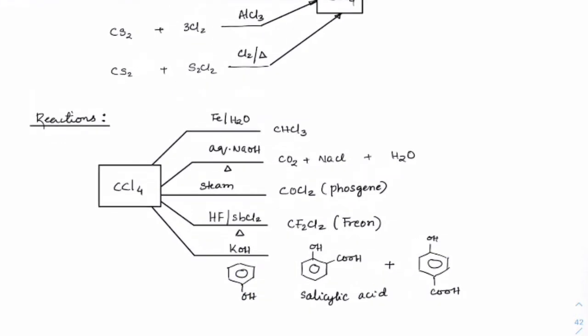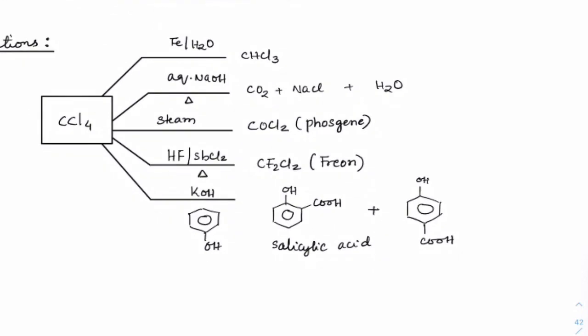Now this is a reaction we'll be learning next week in phenols. When you treat phenols with CCl4, they will give salicylic acid. Or we will write this as orthohydroxybenzoic acid. So that is the IUPAC name, and this is parahydroxybenzoic acid. Only orthohydroxybenzoic acid has a common name called salicylic acid.